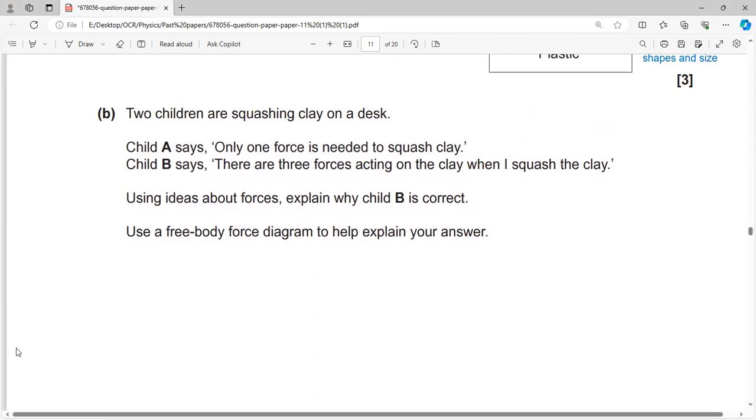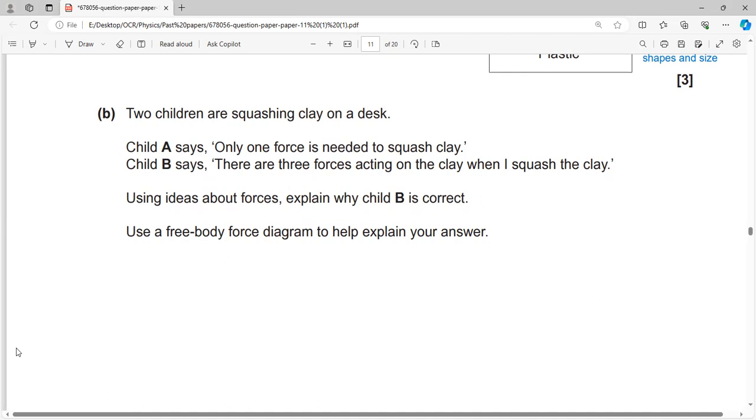Now, two children are squishing clay on the desk. Child A says only one force is needed to squish the clay. Child B says there are three forces acting on the clay when it is squished. Use an idea about forces to explain why child B is correct, and use the free body force diagram to help explain this answer.